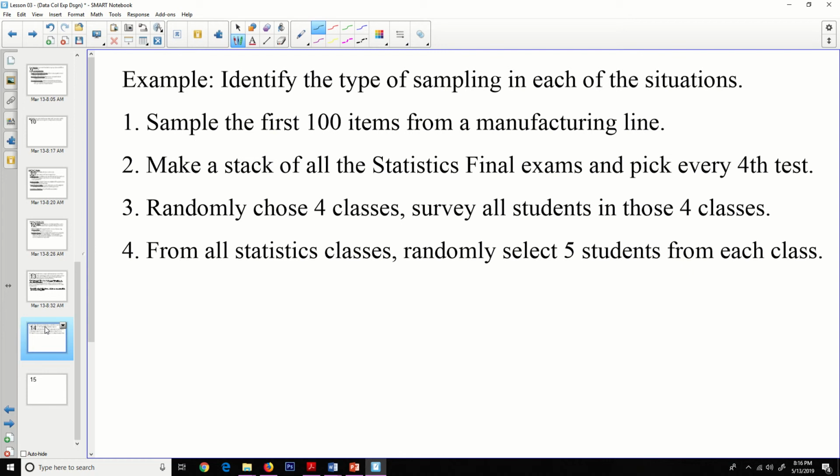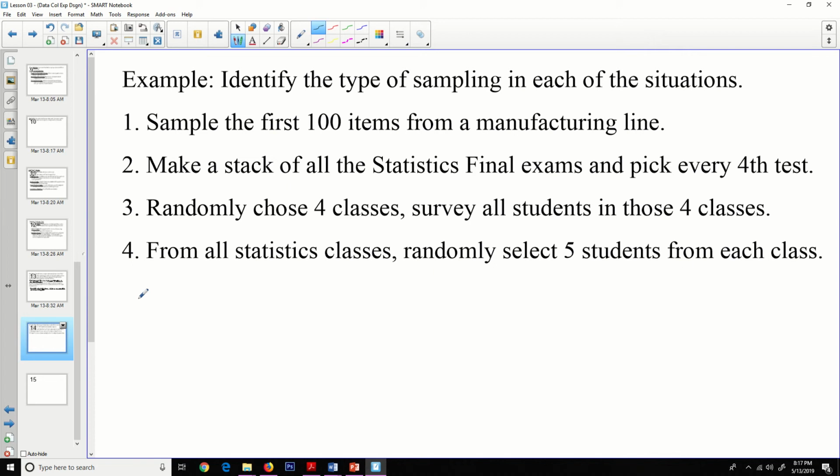Number 1, sample the first 100 items from a manufacturing line. Number 2, make a stack of all the statistics final exams and pick every fourth test. Number 3, randomly choose 4 classes and survey the students of those 4 classes. And then 4, from all statistics classes, randomly select 5 students from each class. So what type of sampling? Press pause, make a guess, and then come back.